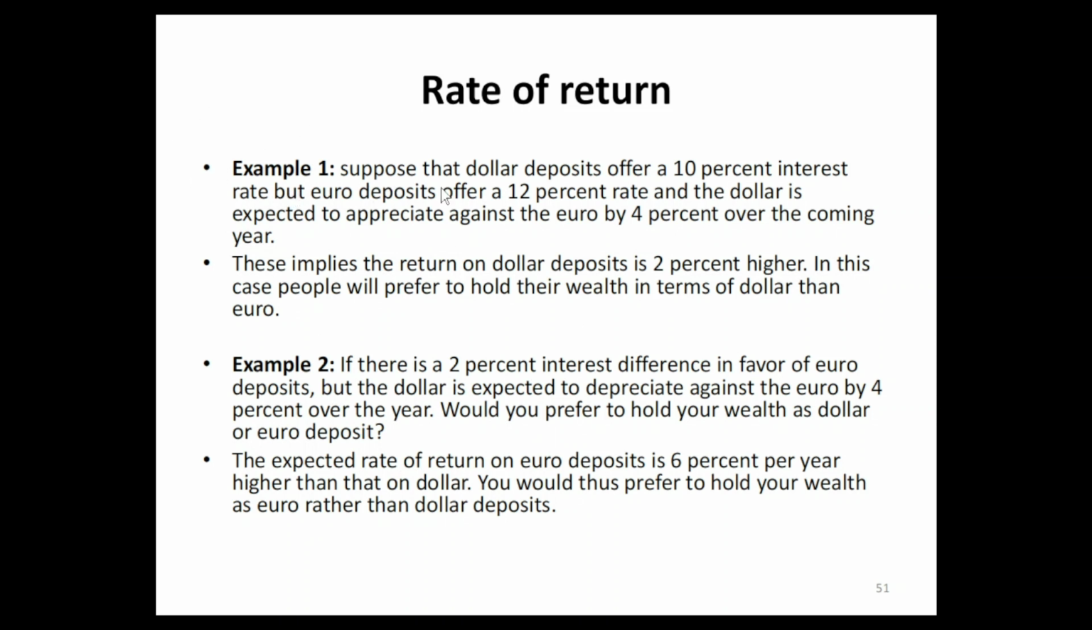Example 1: suppose a dollar deposit offers a 10% interest rate, but a euro deposit offers a 12% rate, and the dollar is expected to appreciate against the euro by 4% over the coming year.